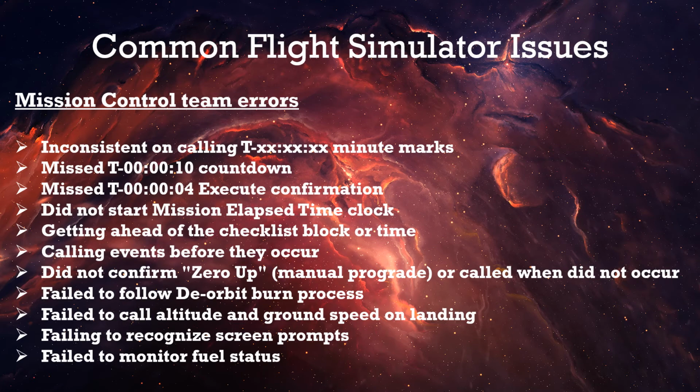Some of the items that are being done by the orbiter take time, such as the manual prograde. Don't give them the permission to do the manual prograde and then immediately say, oh, manual prograde complete, because it's not. Your mission commander is flying it, and it may take 45 seconds, a minute, maybe even a little longer to get that done. So make sure you wait until the event completes before you confirm that it is completed. In the same line, don't confirm 0 up manual prograde when it hasn't occurred yet. So just make sure you're paying attention and understand how long it takes some of these things to take.